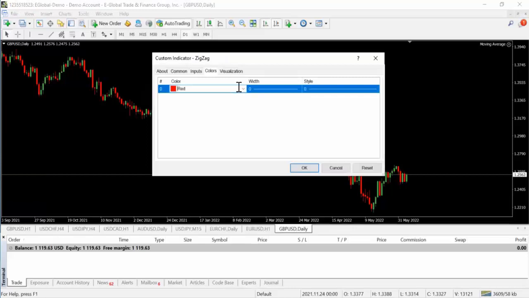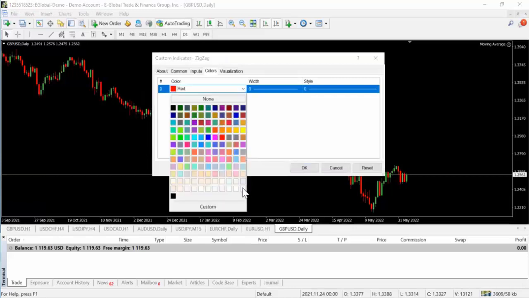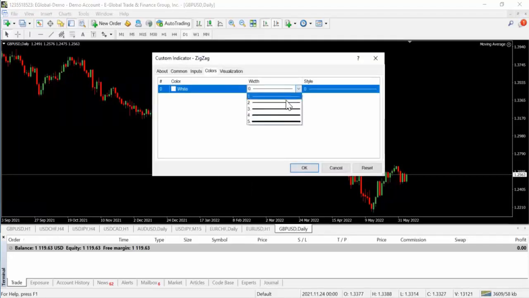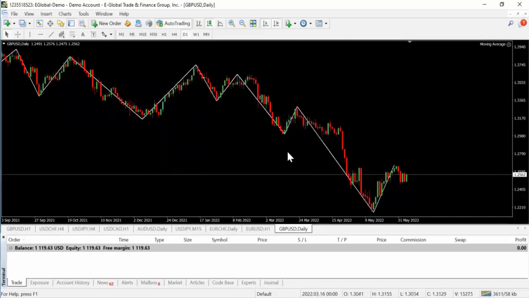Let's change it to white because our background is black, and let's make it a bit thicker so we can see it clearly. So you see, this one will help us to see where the markets are reacting, and to make us see double top.